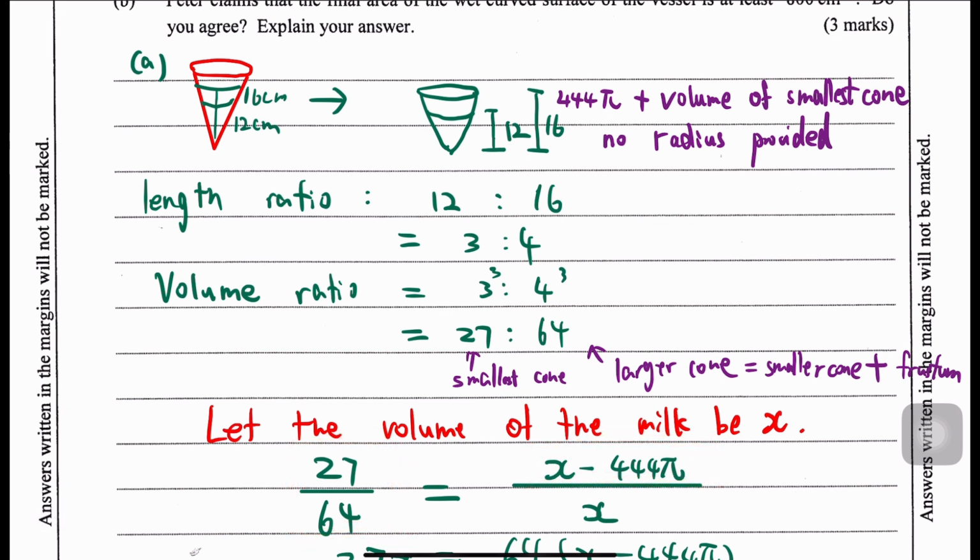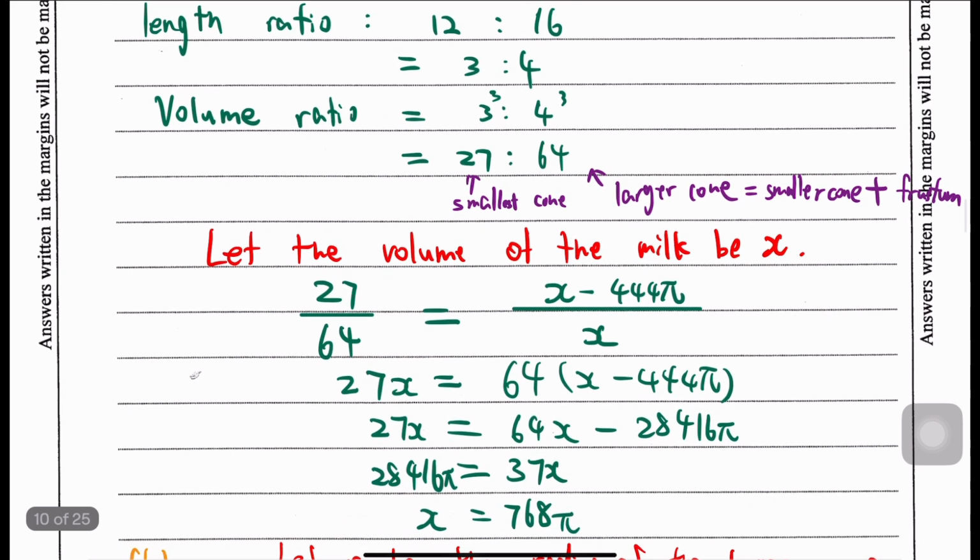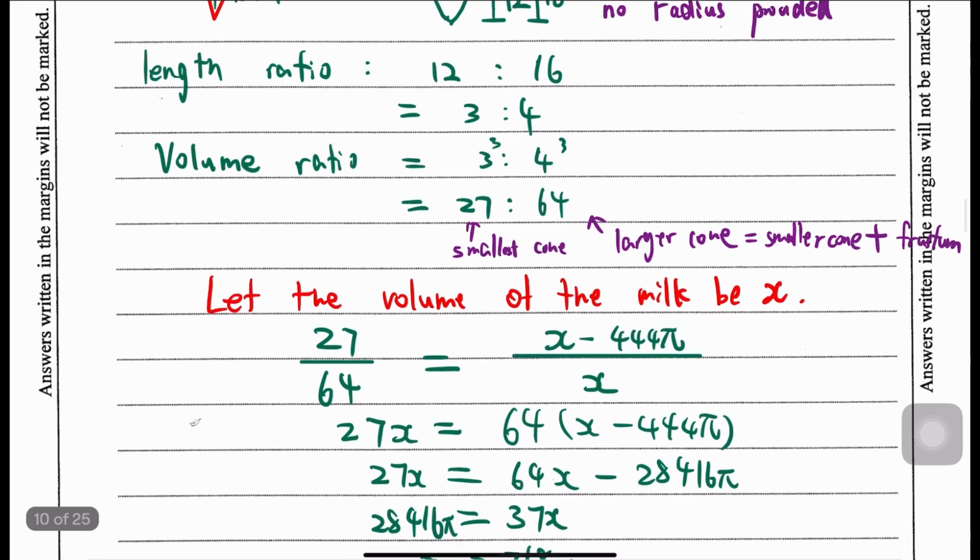We let the entire cone's volume be x, and then the entire volume minus the volume of the first term. Here is the first term. It will equal the smaller cone down there, right? Over the entire volume of this cone here will equal this ratio. We just write it out, and then we solve it. Cross multiply, and then we have x equals 768π.